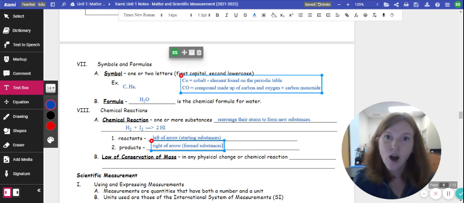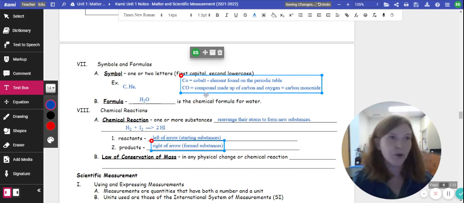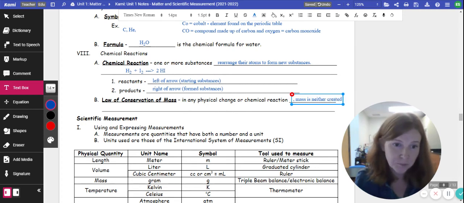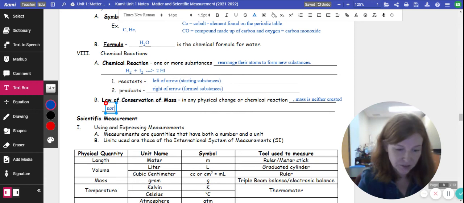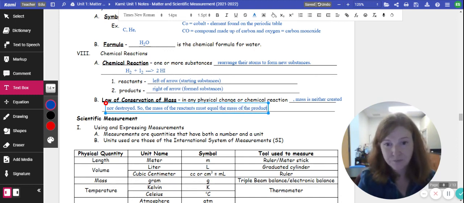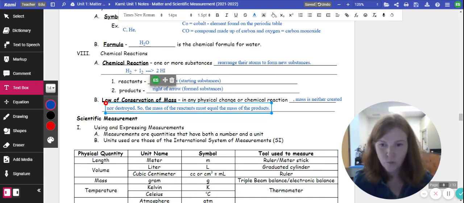Okay. And all chemical reactions or physical changes like boiling, freezing, melting, condensing, whatever, have to obey what's known as the law of conservation of mass. That says that in any physical change or chemical reaction, mass is neither created nor destroyed. So the mass of the reactants must equal the mass of the products.